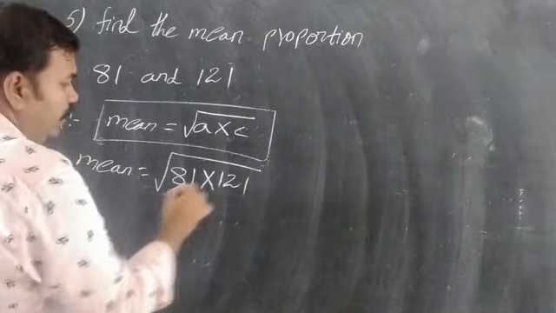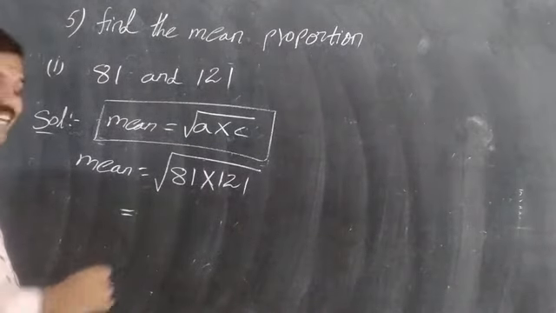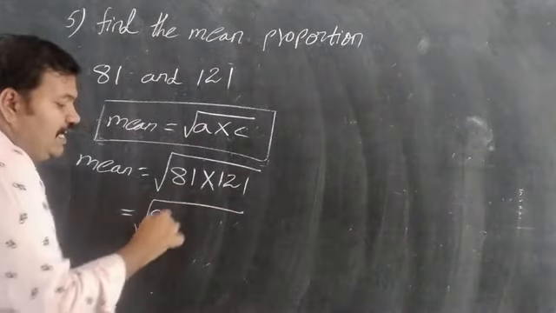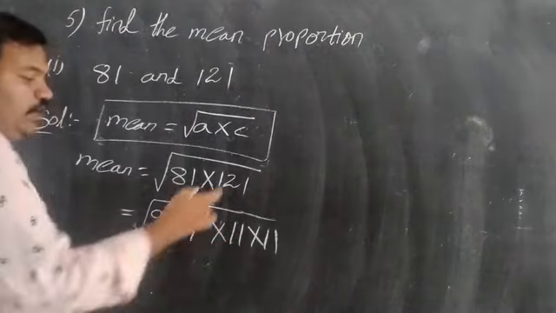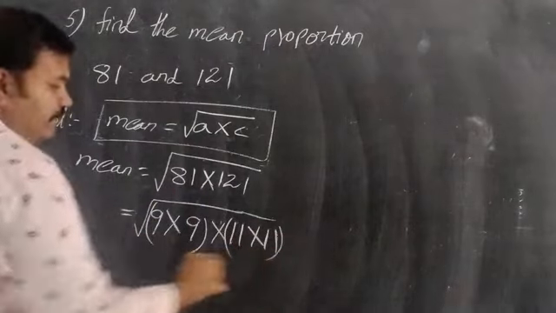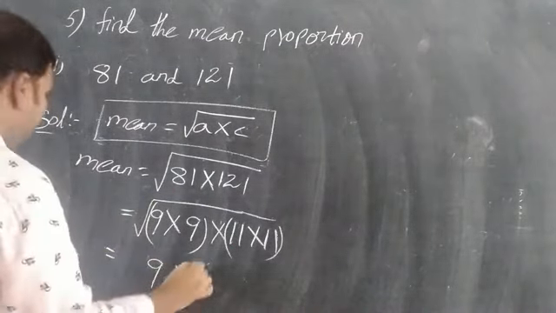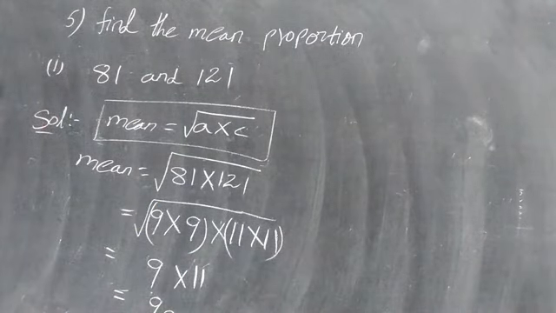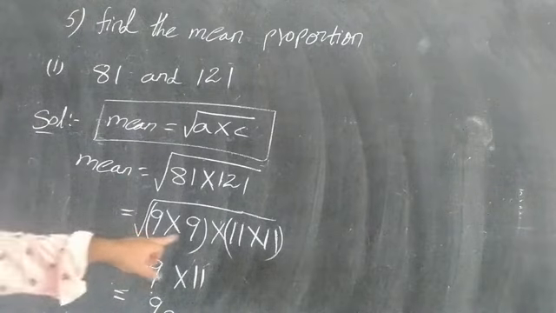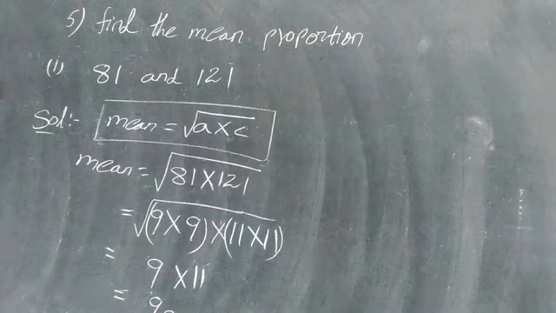81 into 121. This 81 root: which number's root is 81? 9 9s are 81. Write that: 9 into 9 into 11 into 11. This 121 is changed. Put the brackets. Each and every bracket will give only one thing. 9 into 11, that is 99. The mean proportion for this sum is 99. Here 9 into 9 is 81, and 11 11s are 121. A number multiplied 2 times is called finding a square.